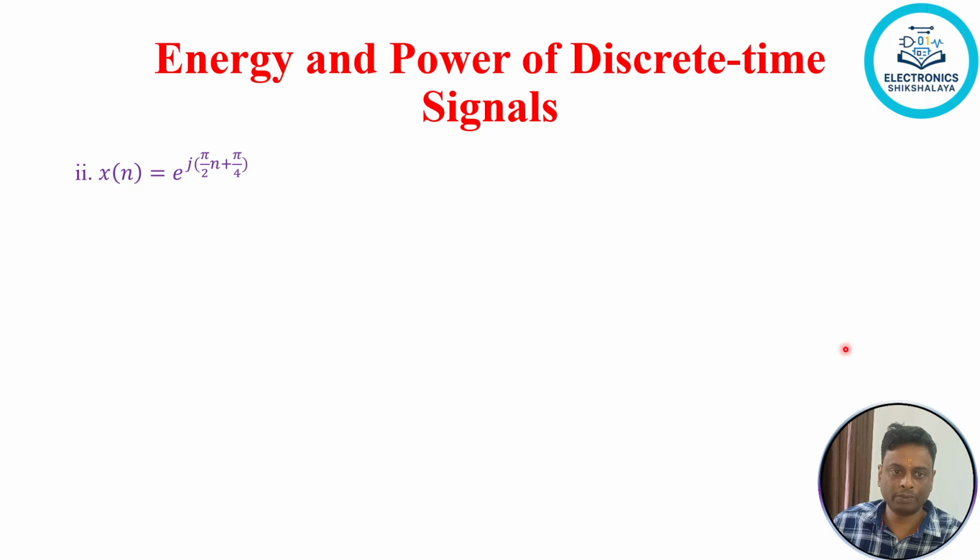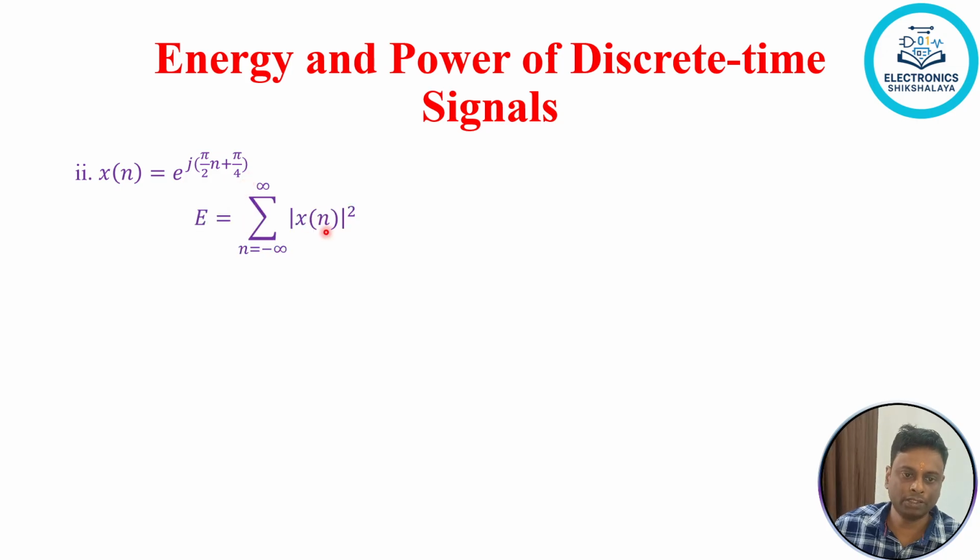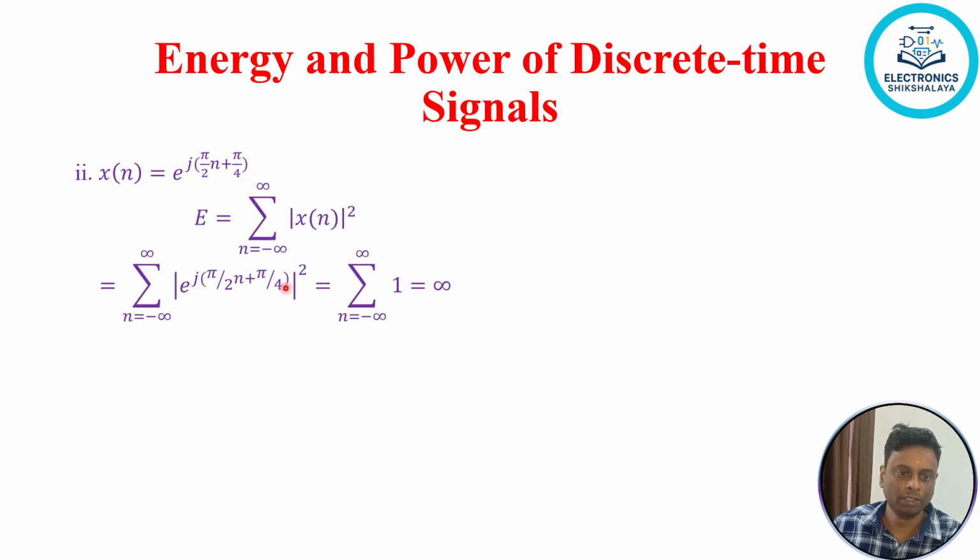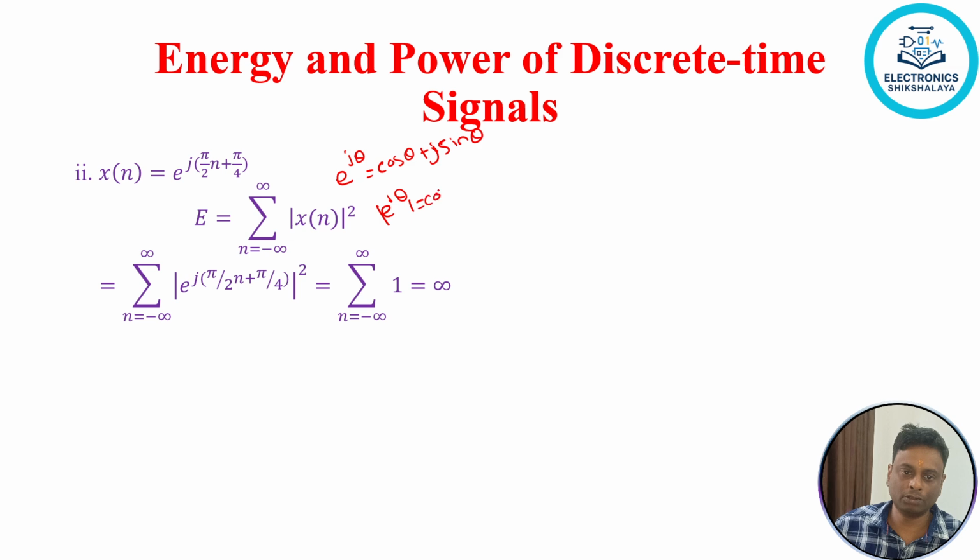Let us see our second example, that is e to the power j(pi by 2 n plus pi by 4). This is the formula for finding the energy. So it will be e to the power j theta, as we have seen in the previous class also. e to the power j theta equals cos theta plus j sin theta. So the modulus of e to the power j theta will be the square root of cos square theta plus sin square theta.